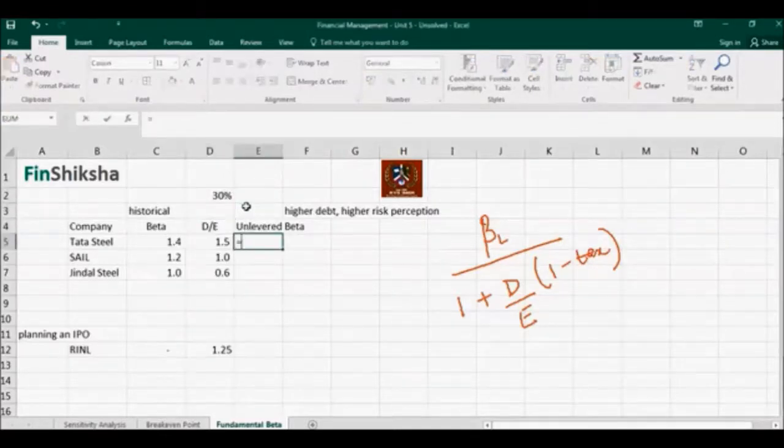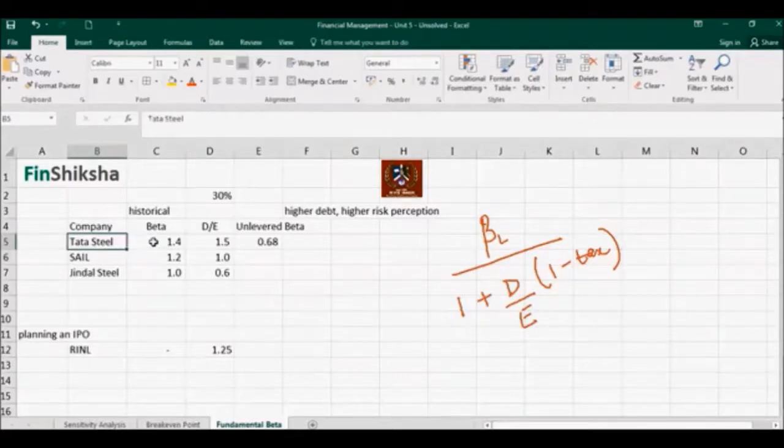Let's calculate it. So we are going to divide the beta, which we have found, by 1 plus the debt equity ratio multiplied by 1 minus the tax rate. Correct? That's the formula. Press enter. We get 0.68. What does this mean? Tata Steel's beta, as you calculated from stock prices, is 1.4. But if it had zero debt, debt equity is 1.5 here, if it had zero debt, that should have been 0.68.